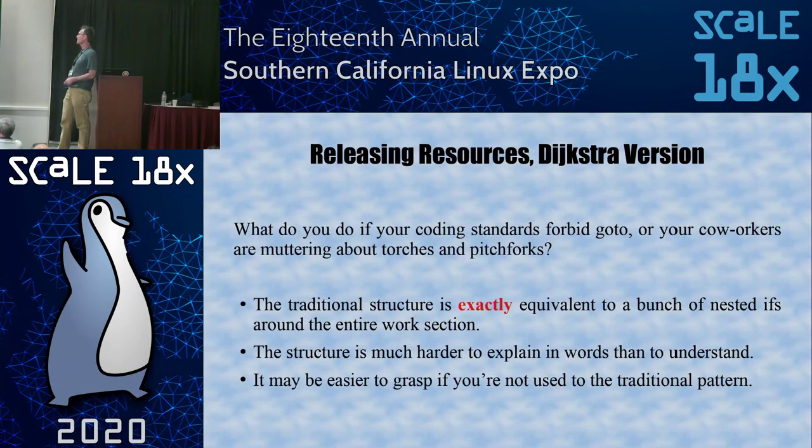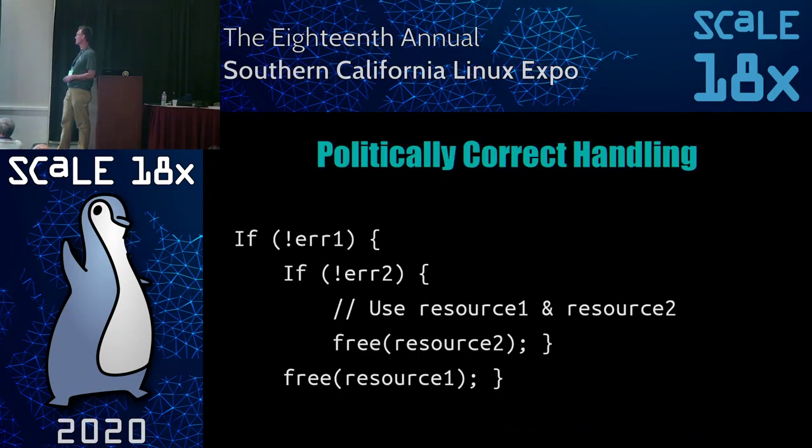Semantically, this structure is absolutely equivalent to nested ifs, okay? So you can actually just write the nested ifs, and it's actually easy to understand, it's just harder to explain. So again, I'll show you the pattern, okay?